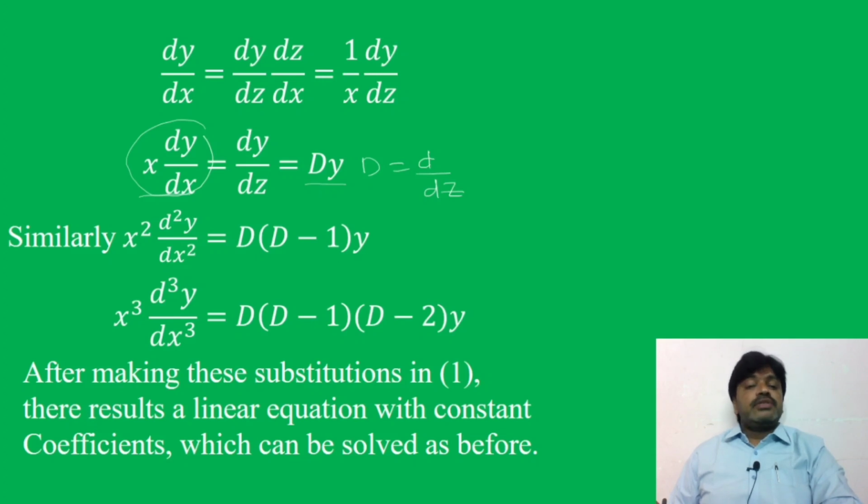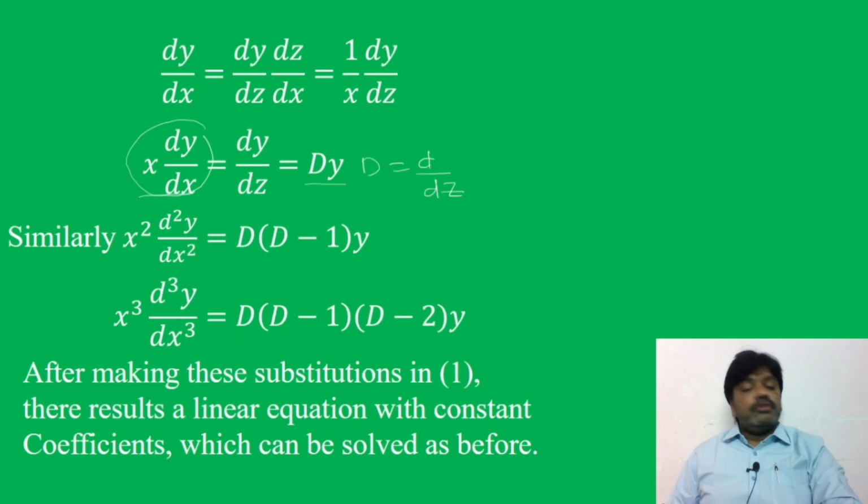We have to remember these values, friends. x square d square y by dx square value is d into d minus 1 into y. And x cube d cube y by dx cube is d into d minus 1 into d minus 2 into y. We substitute in the given equation. We get a linear differential equation with constant coefficients, which we can solve by the known method, friends.